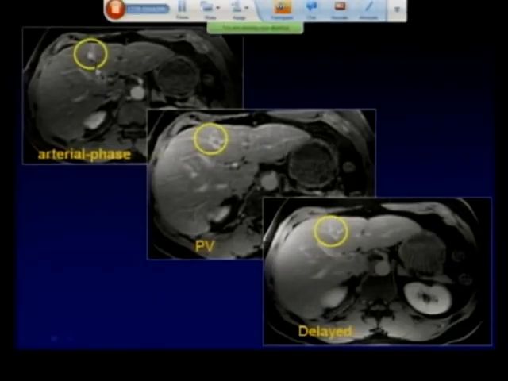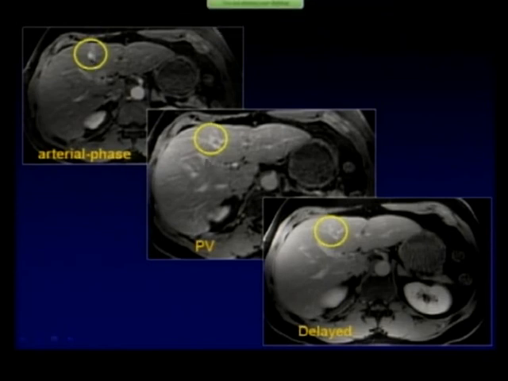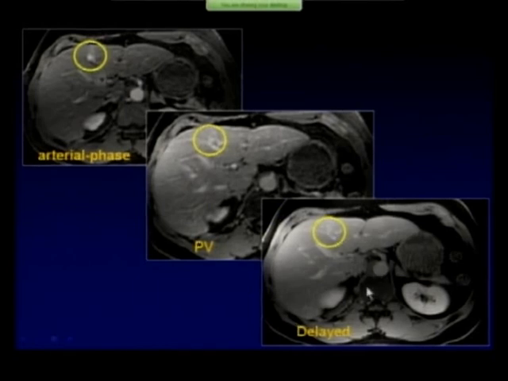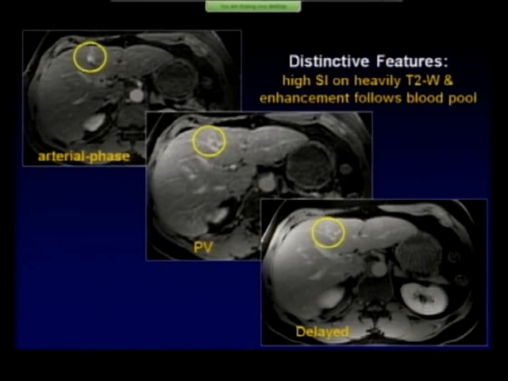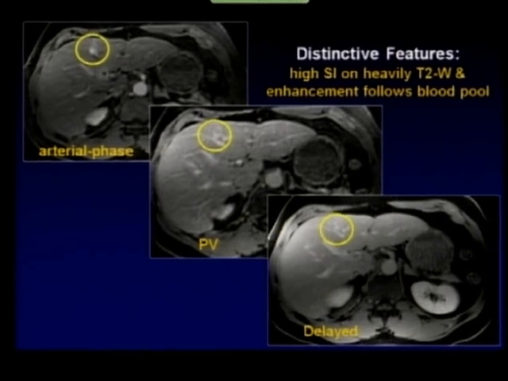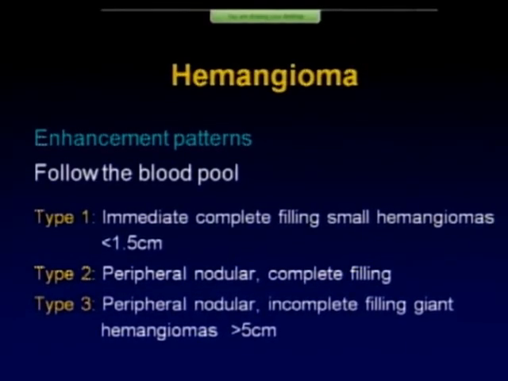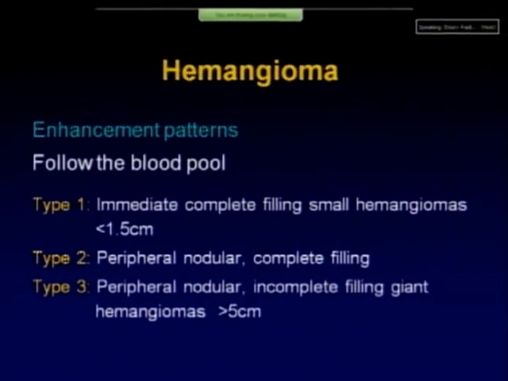On arterial phase images, the lesion is enhancing. On portal venous phase, the lesion is still enhancing. And on delayed images, it continues to follow the blood pool. And any lesion that continues to follow the blood pool, we think of a hemangioma. And this lesion actually follows the blood pool, enhances, well circumscribed. This was a flash filling hemangioma, a benign lesion. So enhancement patterns of hemangiomas, there are three types.